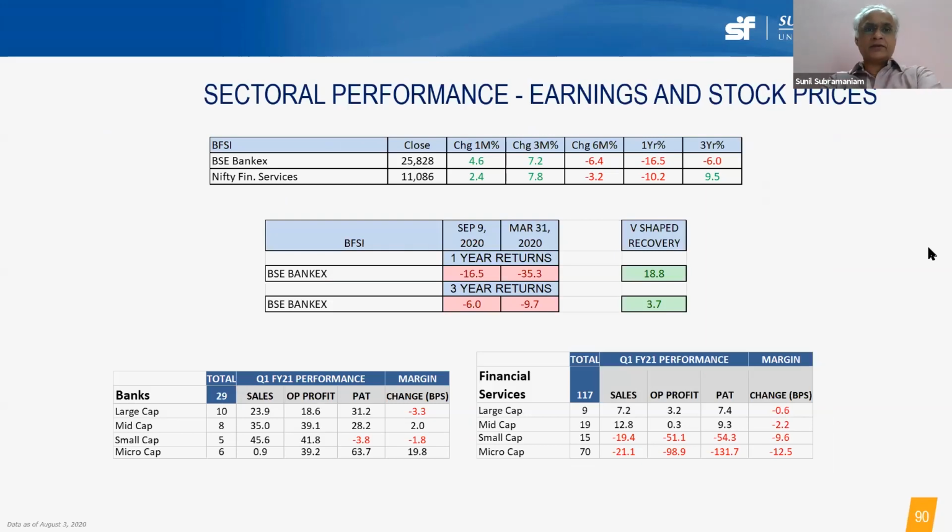So let's take the banking sector first. When you look at the banking sector, the 1 month and 3 month returns are showing positive, while the 6 months and 1 year are showing negative. This tells you that the RBI's moratorium, and the restructuring post the moratorium, has had a favorable impact on banking stock prices, and that's why you're seeing them in green territory.